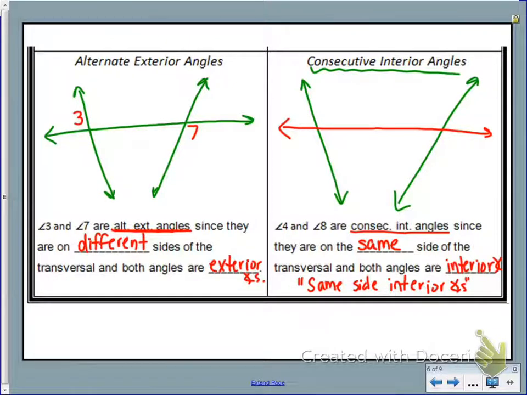Okay, so 4 and 8 would be, for example, here and here. If we look at that, they're both above the transversal. In this case, our transversal is running horizontally, so in order to be on the same side, they'd have to be both above or both below. And since they have to be between those two lines for the interior, that would be the two angles we would be using.